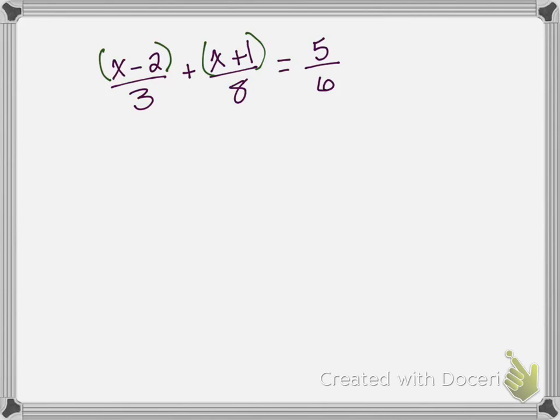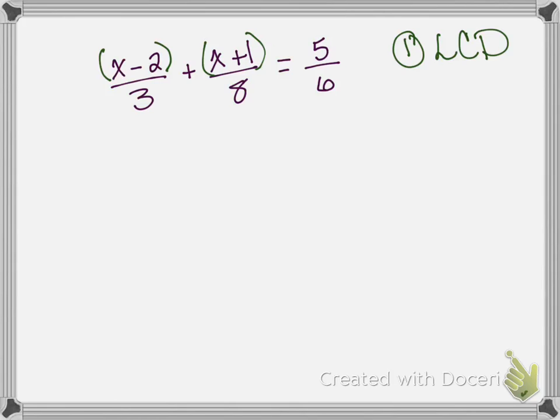Okay, now the first thing that we're going to do is we're going to find our LCD. Now you may be able to look at 3, 8, and 6 and tell me what the LCD is. However, sometimes you can't. If we took 3 times 8 times 6, we're going to get a very large number. 3 times 8 is 24, and 24 times 6 is 144. Yes, 144. We don't want to deal with an LCD that large. We could, and it would be okay. It's just not necessary to deal with it that big.